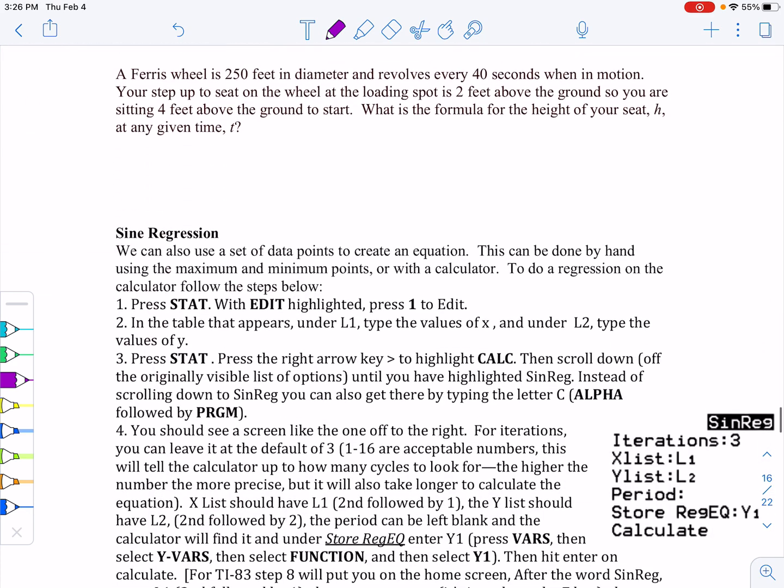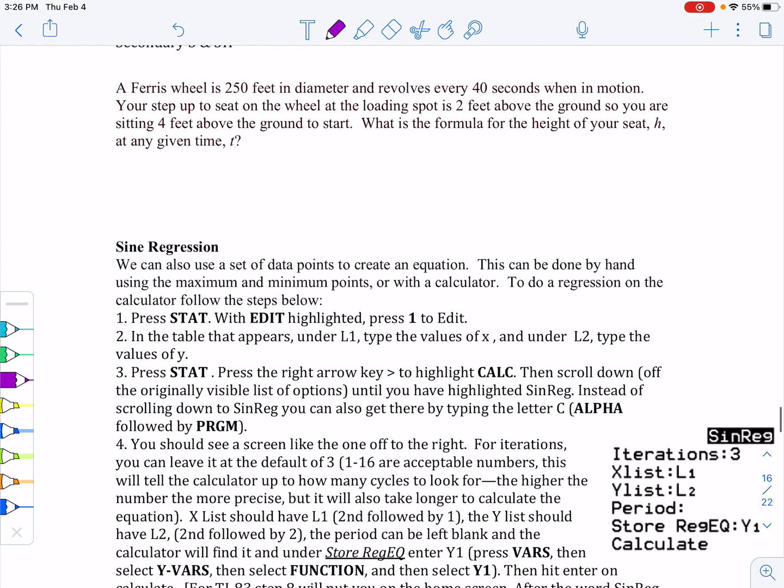Okay. If we look at this next one, this one is a Ferris wheel, which we've dealt a lot with. So if you're given information, if there's any way that you can draw it, like a Ferris wheel, then you should. So a Ferris wheel is 250 feet in diameter. So that means that this is 250 feet. We've got something that holds it. And revolves around 40 seconds, every 40 seconds when it's in motion. Okay? So 40 seconds.